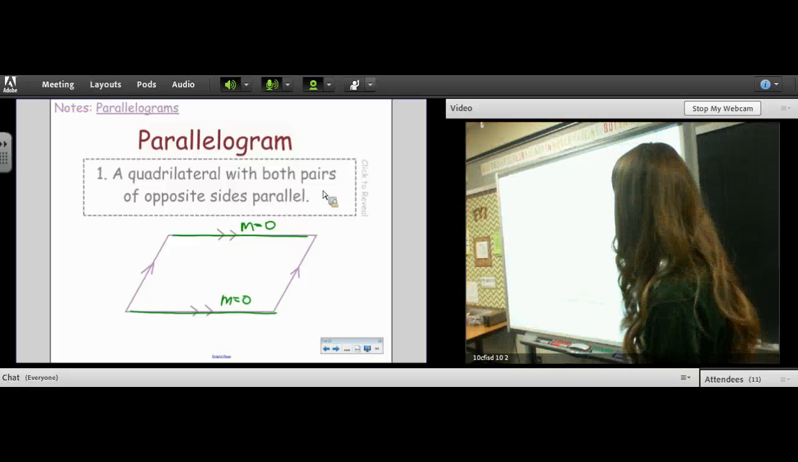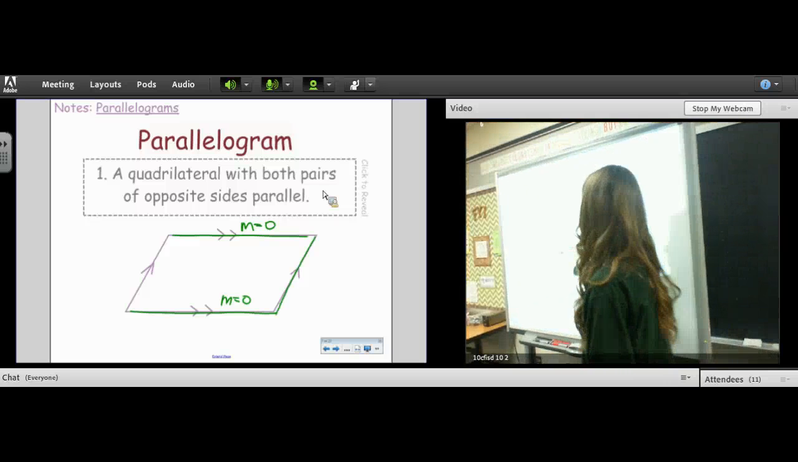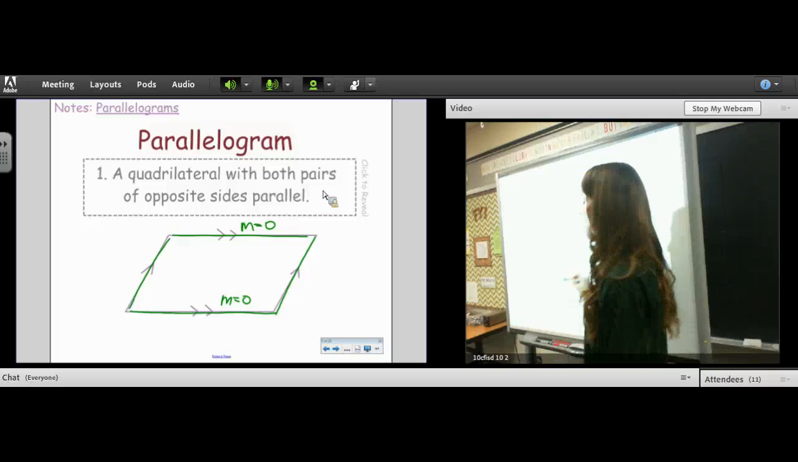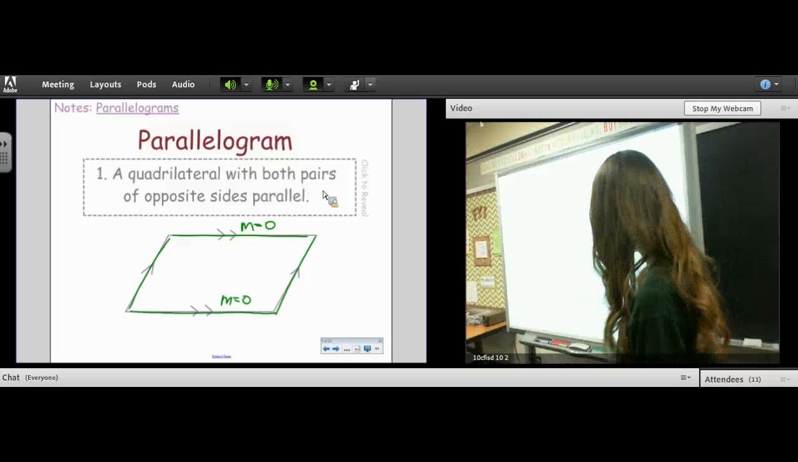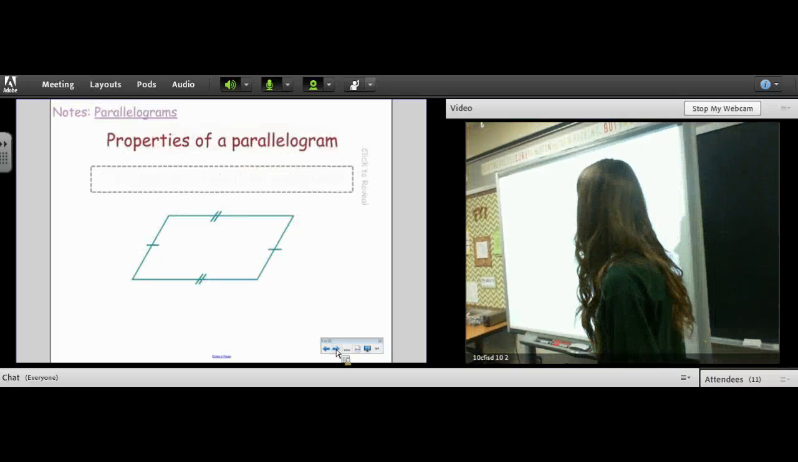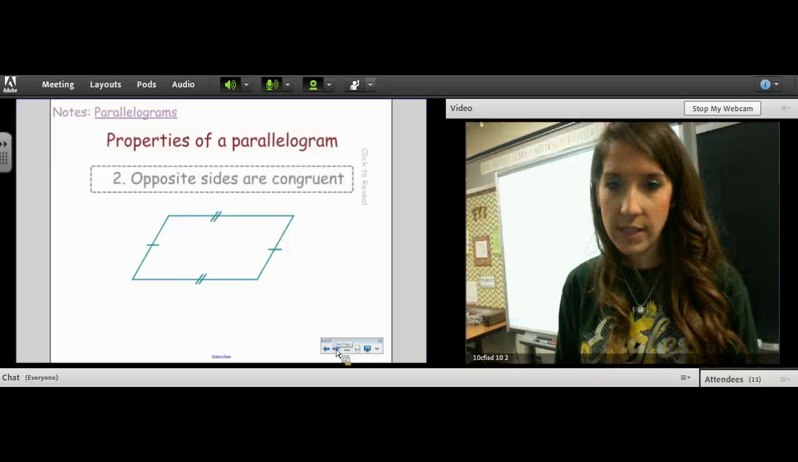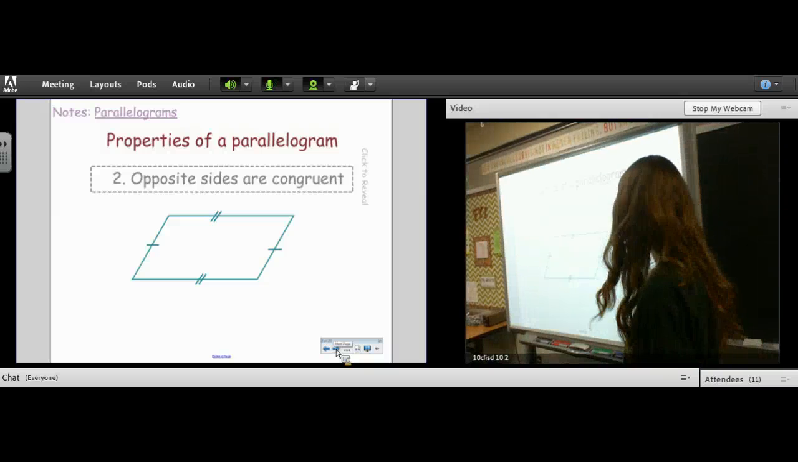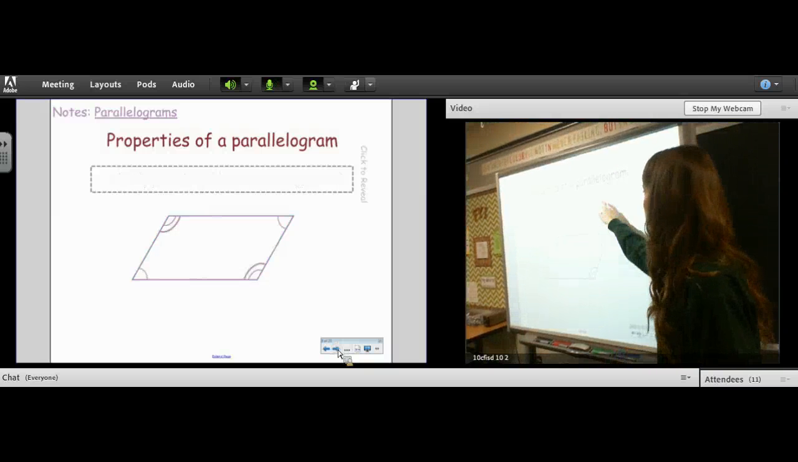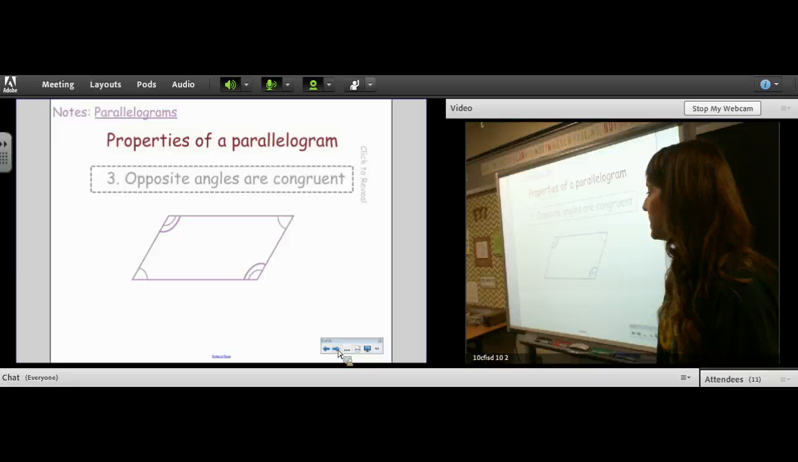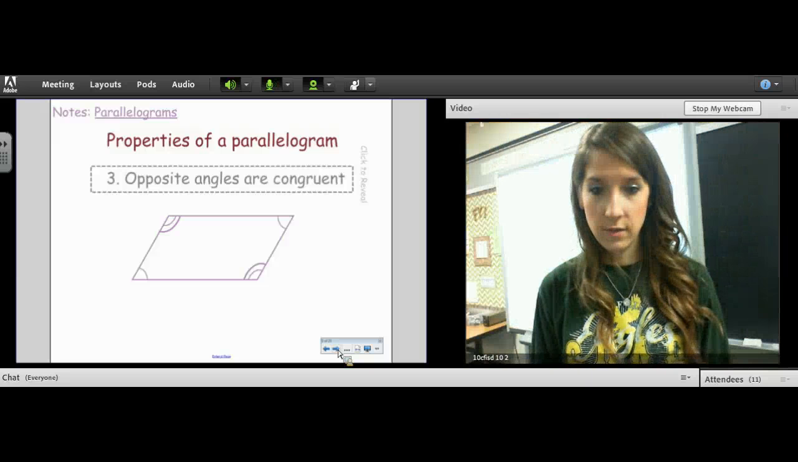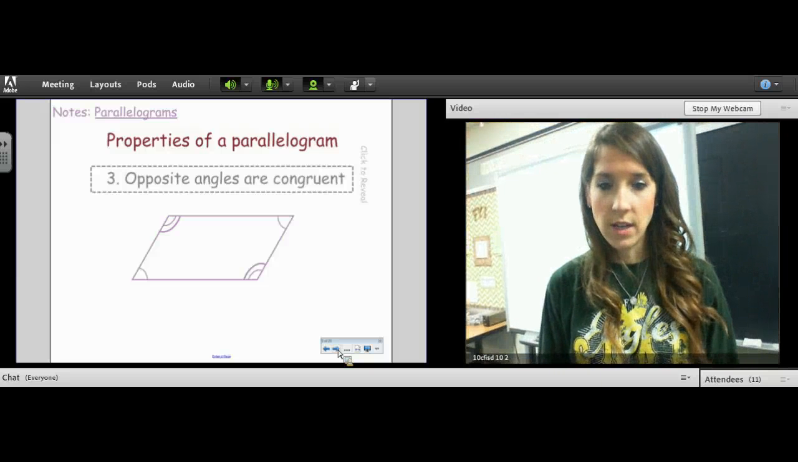And then if we were on the coordinate plane, we could find the slope of this side and the slope of this side, and they would equal the same number. They are sloping the same amount. So the next property is opposite sides are congruent. They're the same length. That one's pretty self-explanatory. The next property, opposite angles are congruent. We already talked about that.